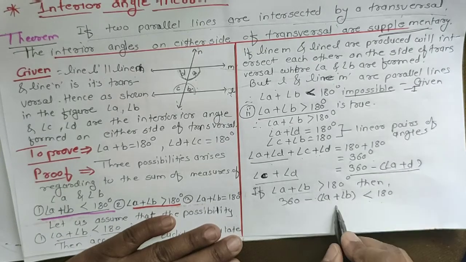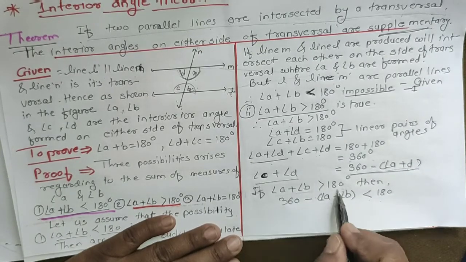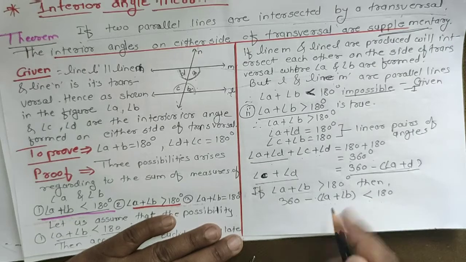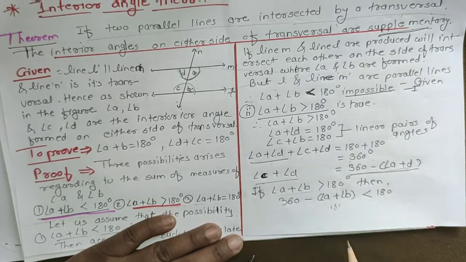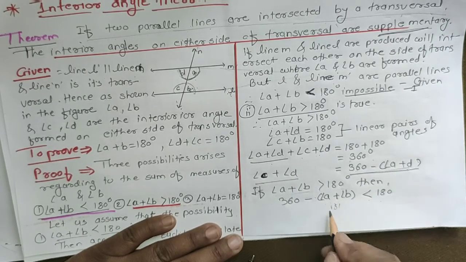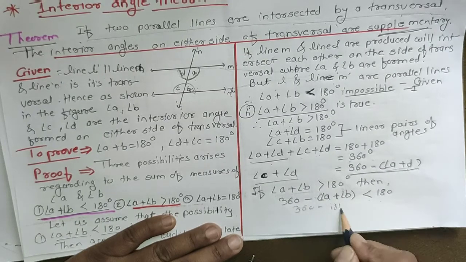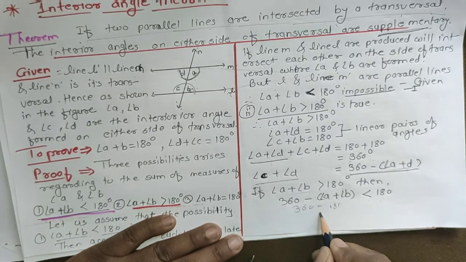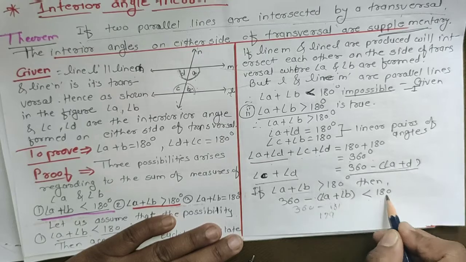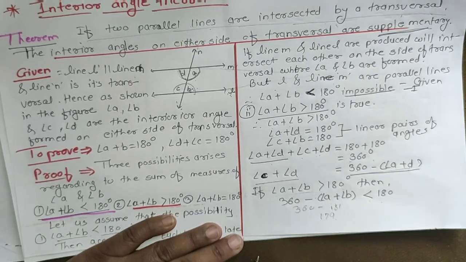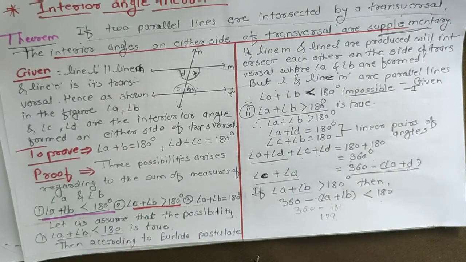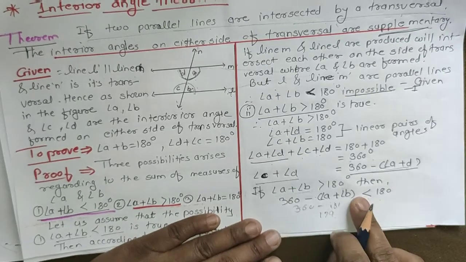360 minus whatever is the measure. If we take it greater than 180, and if you take the measure of both angles as 181, then also what happens? If we subtract 360 minus 181, you will get the answer 179. It is less than 180. Okay, now it is less than 180, which means that statement follows.